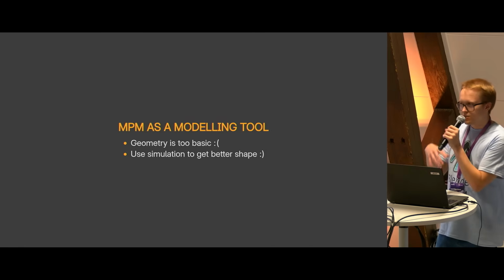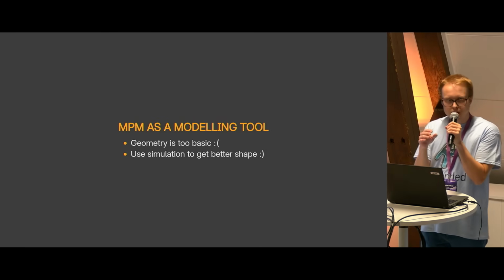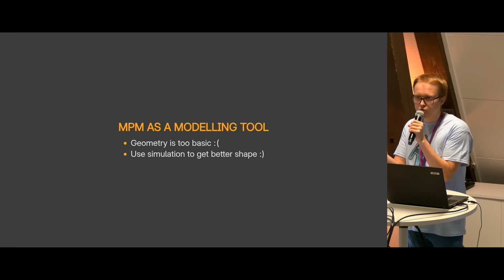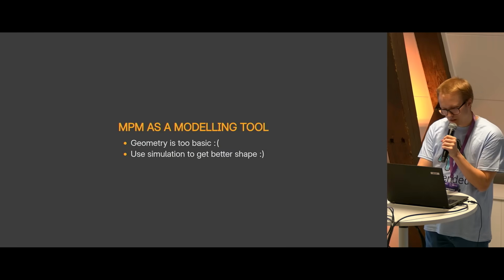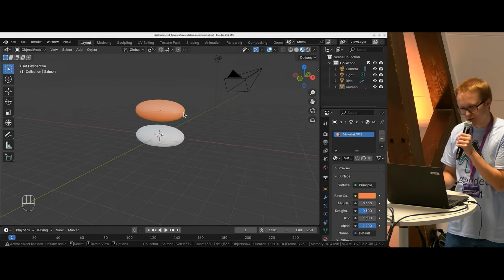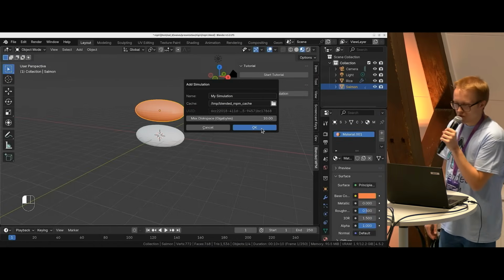Okay, but maybe it's a little bit too basic, right? So we can actually use NPM as a modeling tool as well. So not to get an animation, but some new static geometry. And this is how this works. So we go create a new simulation.